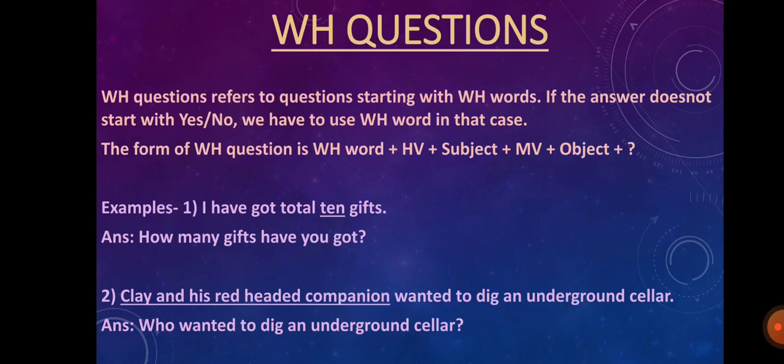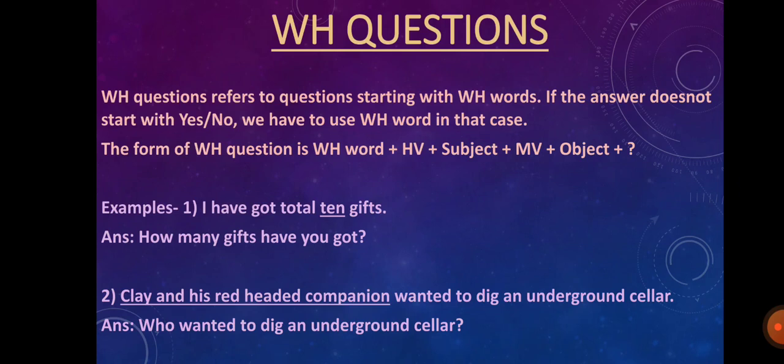I have got total 10 gifts. The first example is I have got total 10 gifts. Now here 10 is underlined. So now we have to frame such a question that the answer should be 10. So I have framed the question as how many gifts have you got? So the answer we will get is I have got total 10 gifts. Here this is not a yes or no question. So I have written the question with WH word.